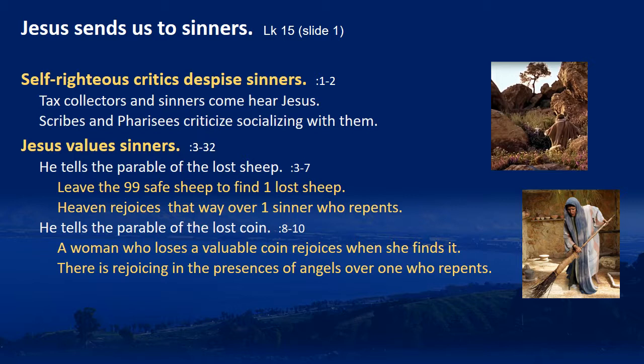He tells a similar story in verses 8 through 10. Or what woman, having 10 silver coins, if she loses one coin, does not light a lamp and sweep the house and seek diligently until she finds it? And when she has found it, she calls together her friends and neighbors, saying, "Rejoice with me, for I found the coin that I'd lost." Just so I tell you, there is joy before the angels of God over one sinner who repents.